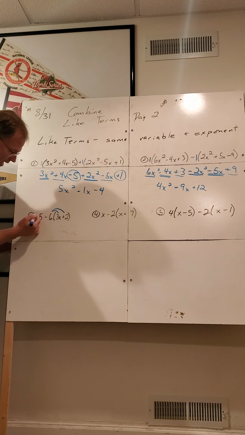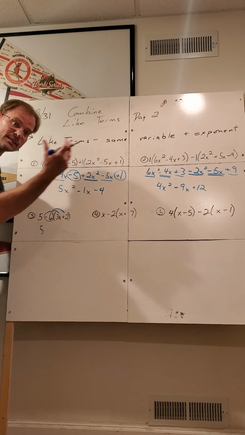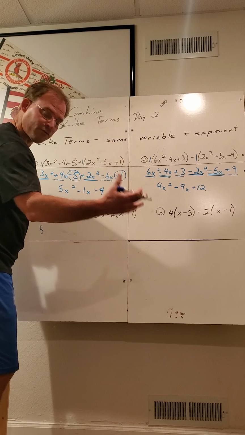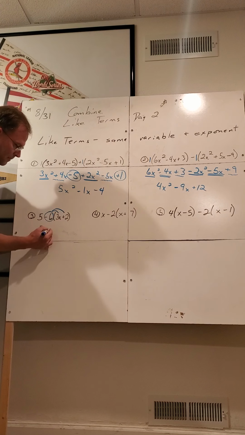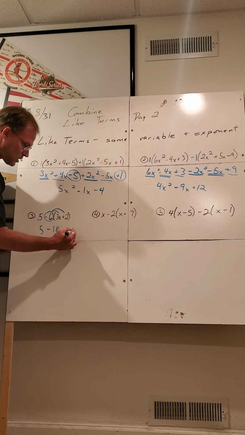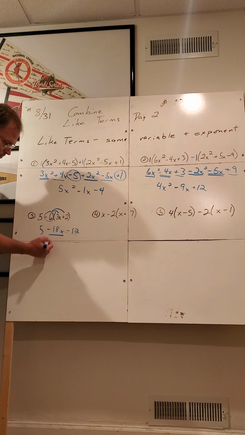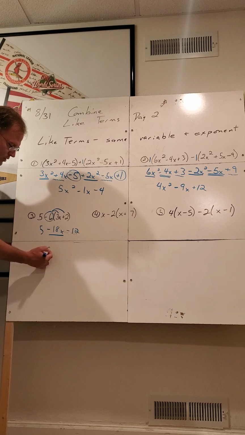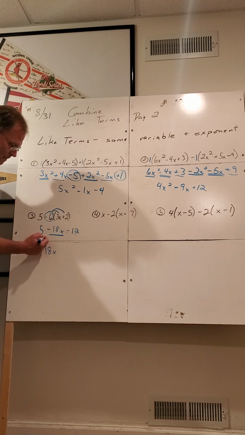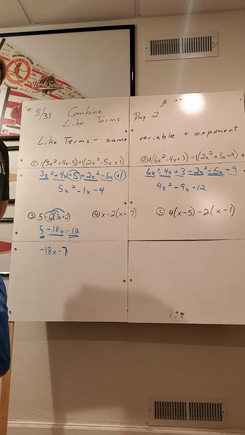Now, the 5 is untouched. That's a negative 6 out front. Again, sign in front of the number. Use the sign in front of the number. When I distribute, I get minus 18x minus 12. Now we combine like terms. There's no other x terms. That gives me negative 18x minus 7.